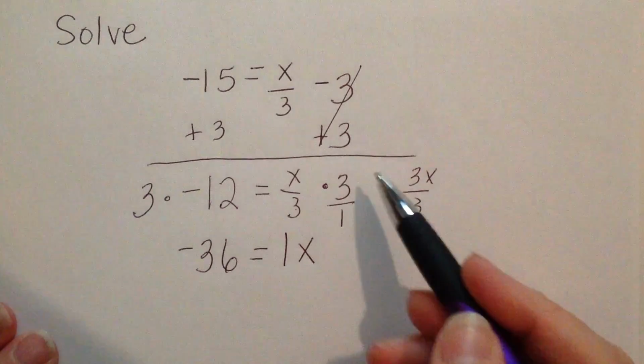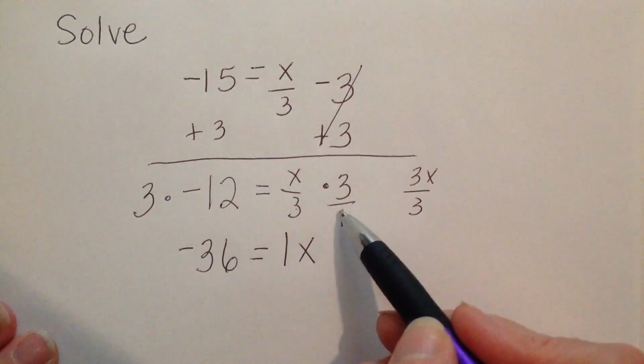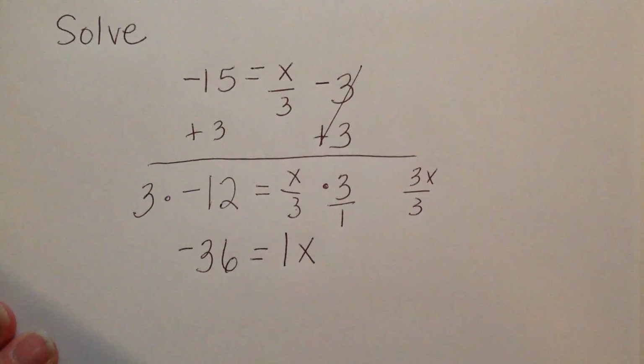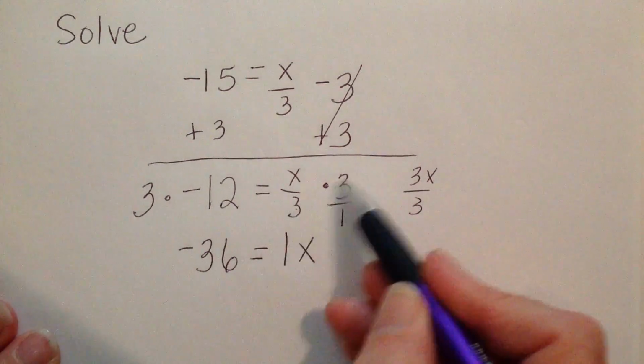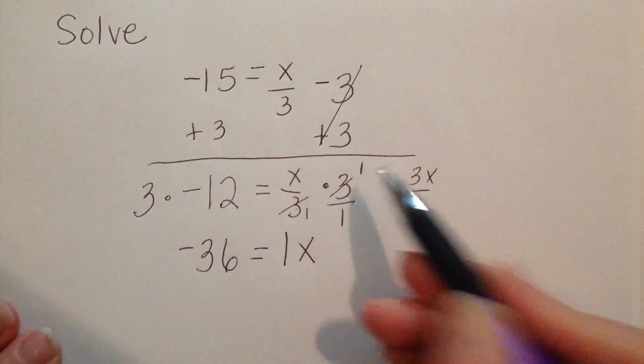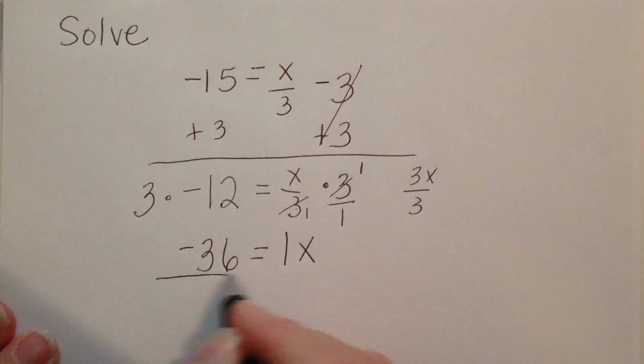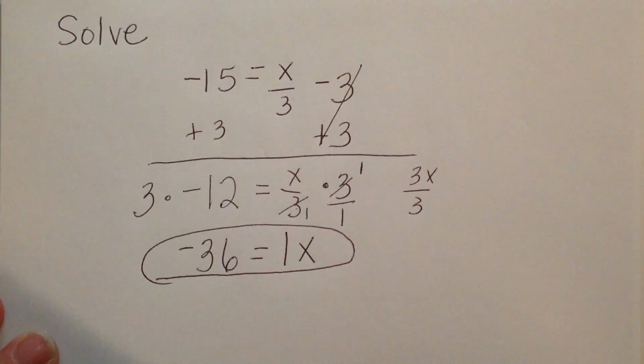Also, students, I would like for you to look at this, remembering that in multiplication, you can either multiply straight across and then reduce, like I did, or you can cross divide. 3 divides into 3, 1, 3 divides into 3, 1. We can also do it that way, and we get 1x. So here's another way to work an equation that contains a fraction.